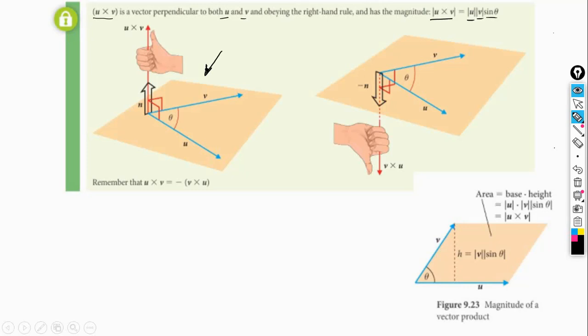Now also recall that u times v is equal to minus v times u. And you can see this opposite vector over here. So it's also perpendicular, but opposite in direction.